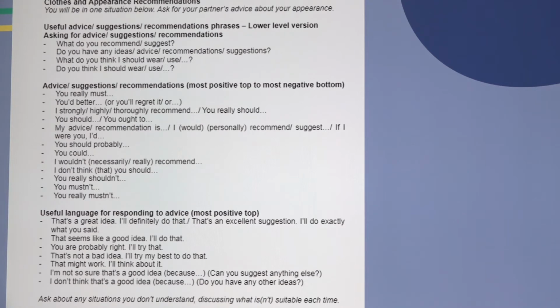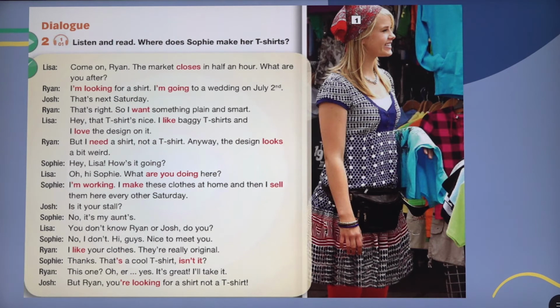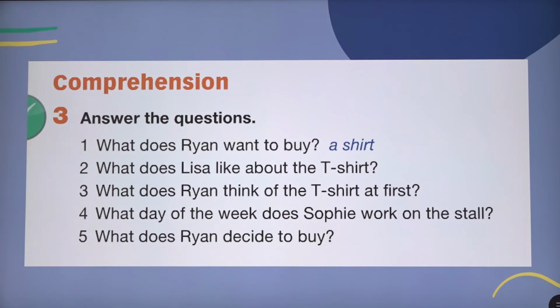In your books, you are going to see a dialogue in which we are talking about clothes. And here you will notice the preferences of different people and how they suppose that they should look like. Then you are going to continue with the questions in which we are going to see if you have understood the text and what it is about.